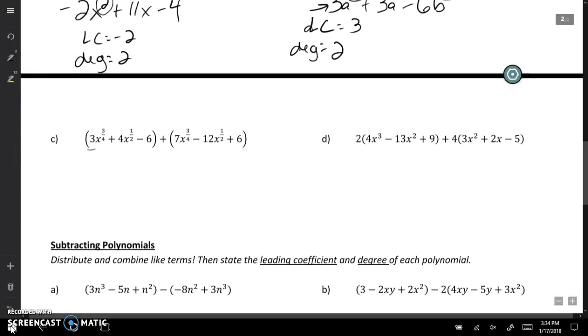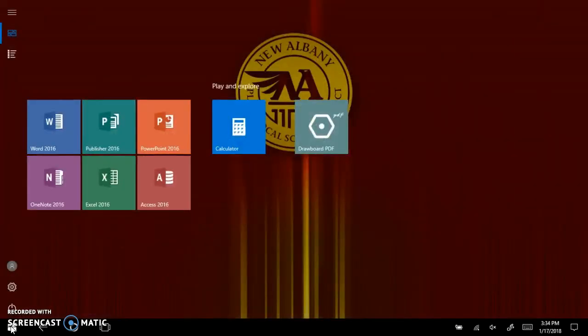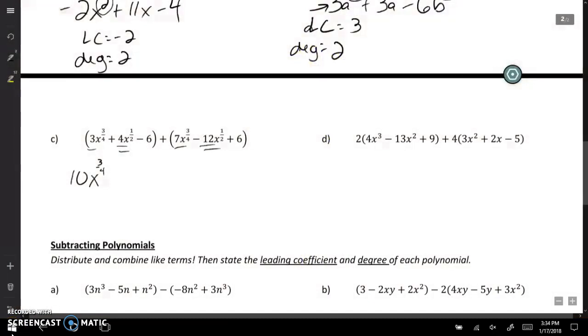All right, we're going to add 3 plus 7. That gives me 10x to the 3/4. We're going to add 4x to the 1/2 minus 12x to the 1/2. That gives me minus 8x to the 1/2. And then at the very end, negative 6 plus 6 is 0. They go away.